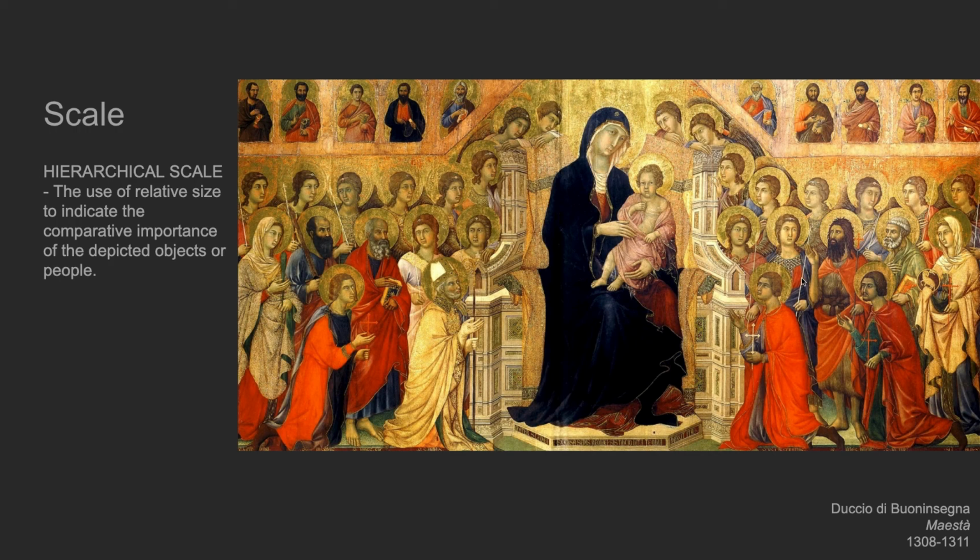In this, I see 3 or actually 4 levels of scale. Most important, this cluster of people. Second most important, the angels seem a little smaller. Next importance. And then these people, these small people in the background, less important. That's hierarchical scale.